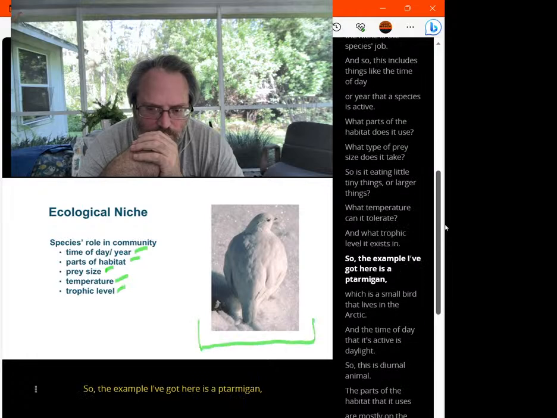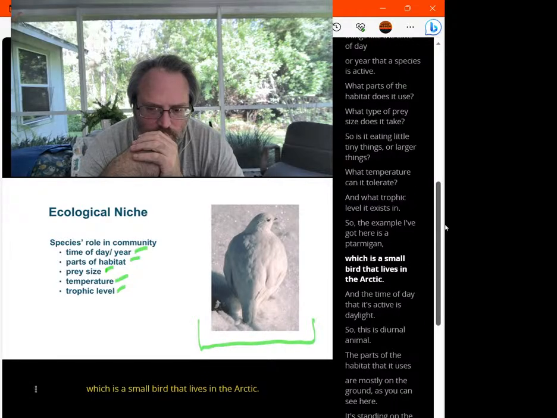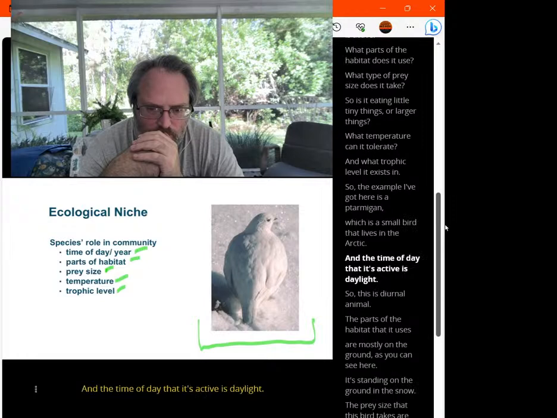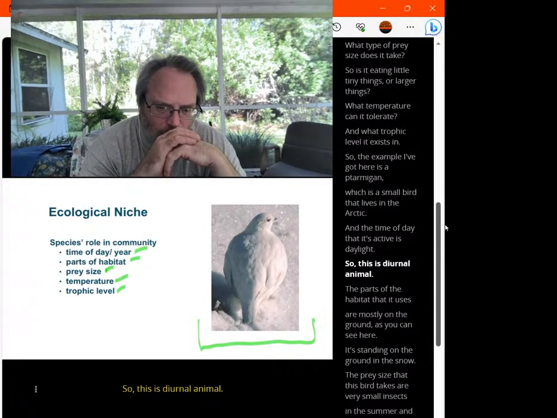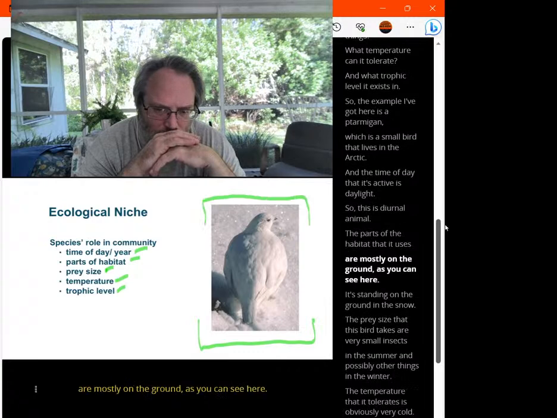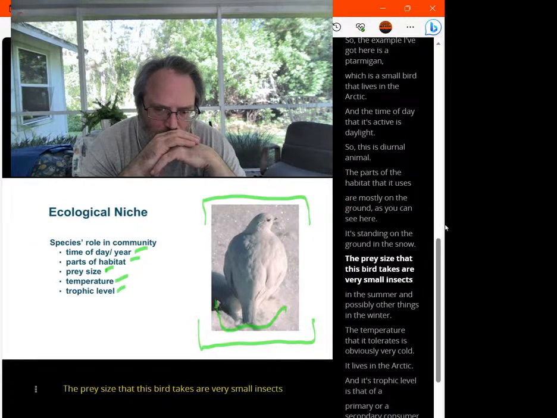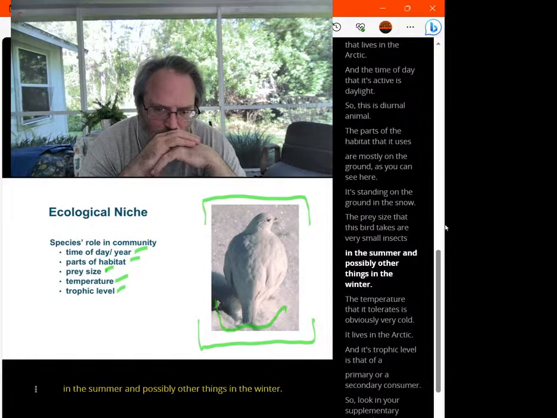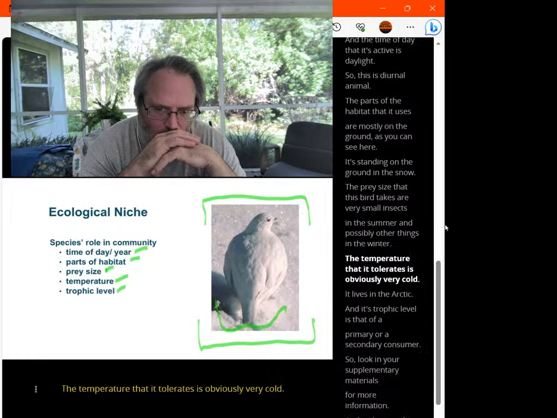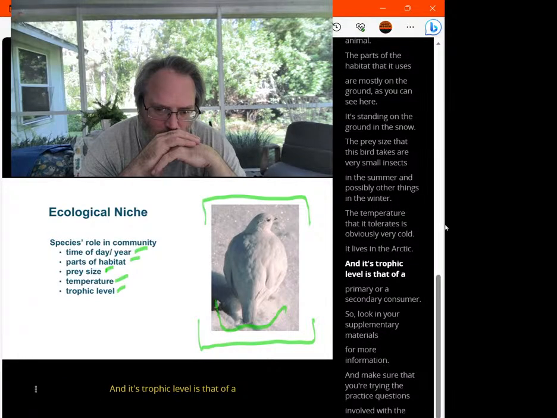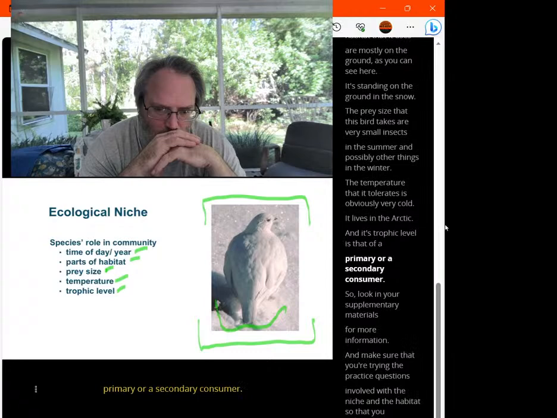So the example I've got here is a ptarmigan, which is a small bird that lives in the Arctic. And the time of day that it's active is daylight, so this is a diurnal animal. The parts of the habitat that it uses are mostly on the ground. As you can see here, it's standing on the ground in the snow. The prey size that this bird takes are very small insects in the summer and possibly other things in the winter. The temperature that it tolerates is obviously very cold. It lives in the Arctic. And its trophic level is that of a primary or a secondary consumer.